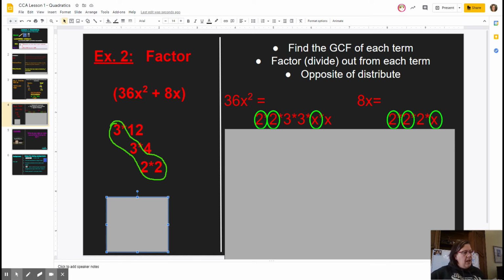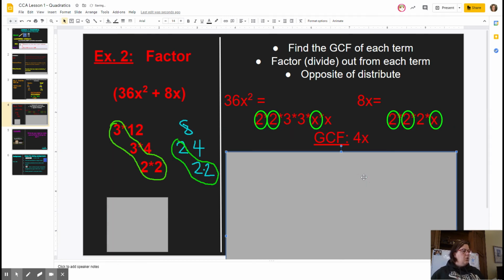And then we know that 8 is 2 times 2 times 2. If you are struggling with where that came from, you can take your 8 and you know that it's 2 times 4, and 4 is the same as 2 times 2. So there's where my 2 times 2 times 2 comes from. Notice we break it down into those prime numbers, and then we look to see what they have in common. They have 2 2's and 1 x in common. So 2 times 2 is 4, and then they've got that x. So just like we did in example 1, 4x is the greatest common factor for this one.